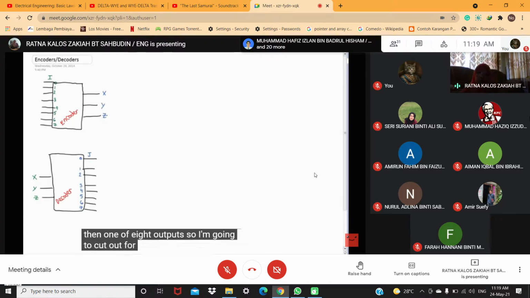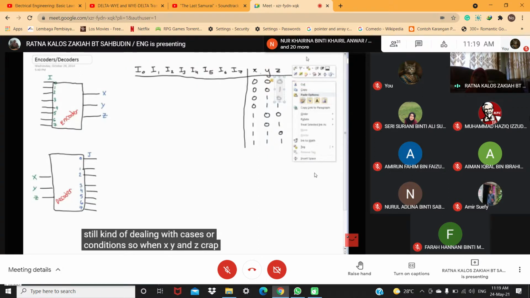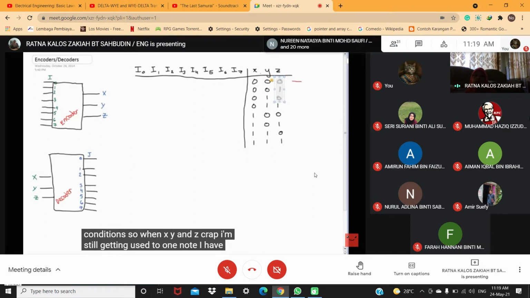So I'm going to cut out for a second while I put up some truth tables, and we'll fill them in together. Okay, so this is the truth table for an encoder. It's kind of similar to a multiplexer in that we're still dealing with cases or conditions. So when x, y, and z, oh crap, I'm still getting used to OneNote. I have no idea what's happening half the time.